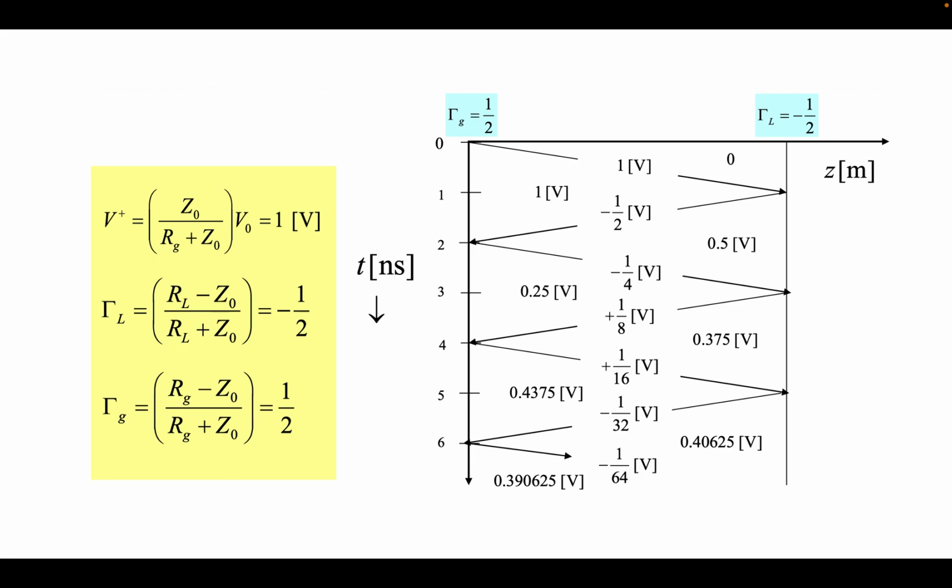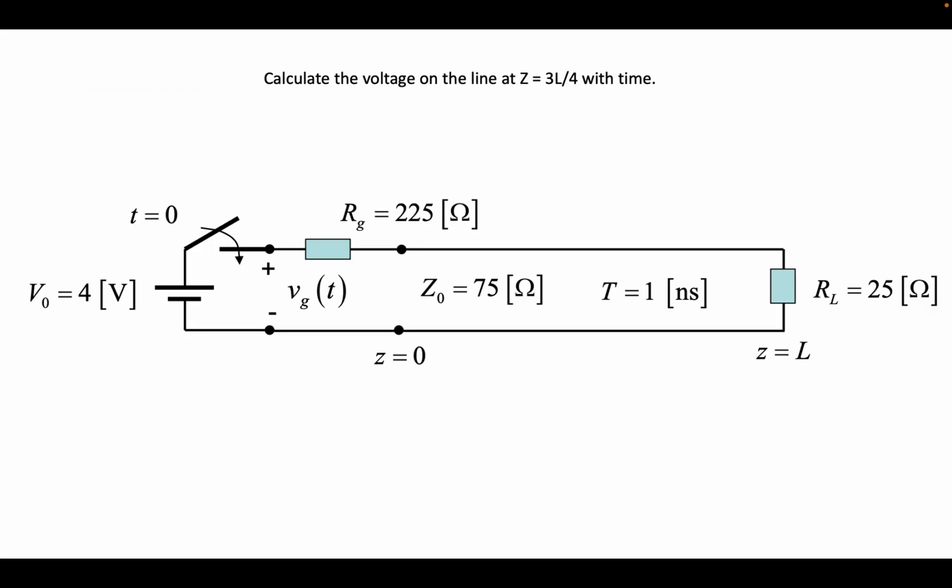Okay. Yeah. So now I will give you the second part of this, and I want you to solve that problem. Again, it's the same circuit. Now you need to calculate the voltage on the line at Z is equal to 3L by 4 with time. I want you to plot the voltage at Z is equal to 3L by 4 with respect to the transit time. So how will the voltage profile appear on the transmission line at Z is equal to 3L by 4 with respect to time? Okay, did you get the question?